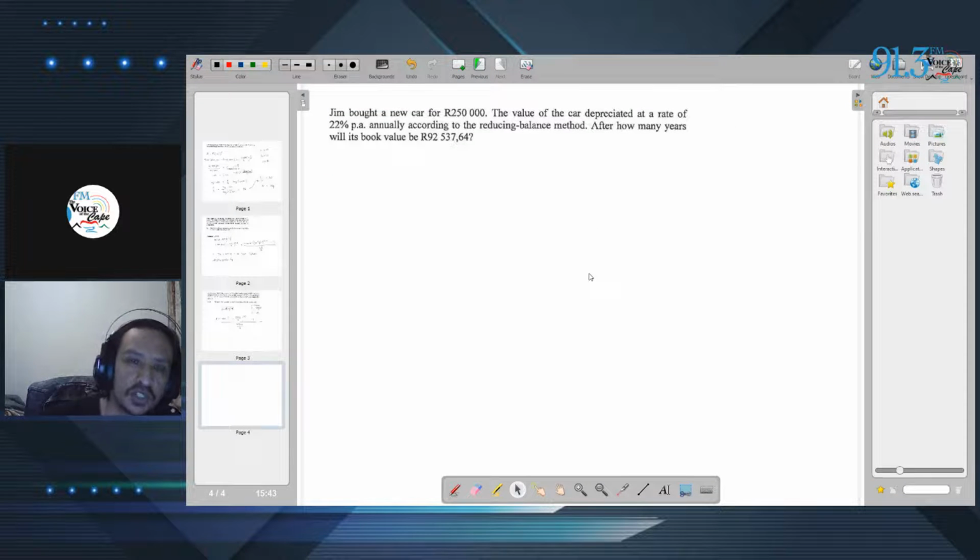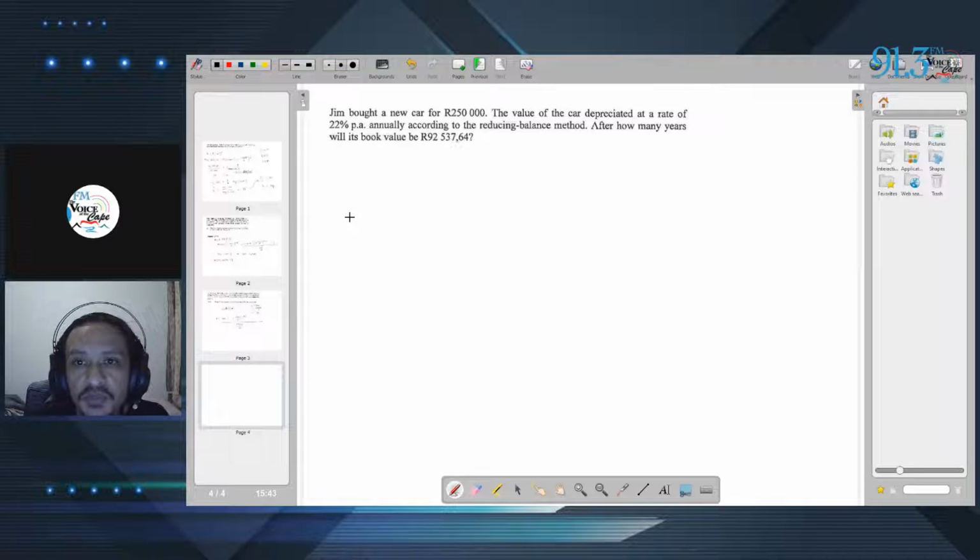So Jim bought a new car for 250,000. The value of the car depreciated at a rate of 22% per annum. Annually, right? According to the reducing balance method, after how many years will its book value be 92,537.64? So we go ahead and we use this formula.